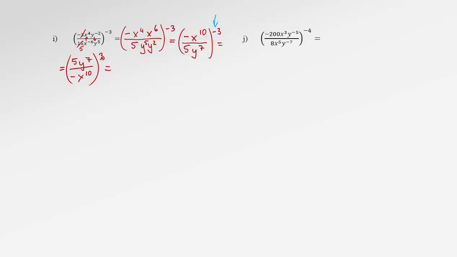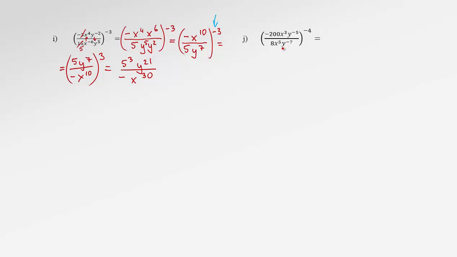Finally, we deliver this exponent 3 to every single factor. So 5 to the 3 is 125. Y to the 7 to the 3, we multiply exponents, so y to the 21, over negative to the odd power is negative, and x to the 10 to the 3 is x to the 30. Final answer. And another big example.